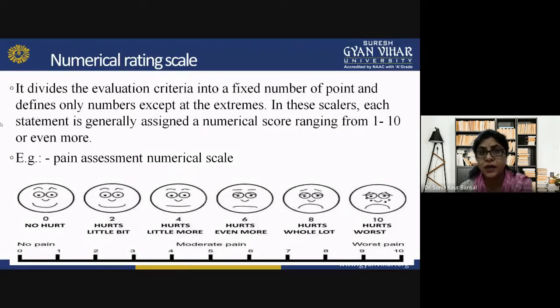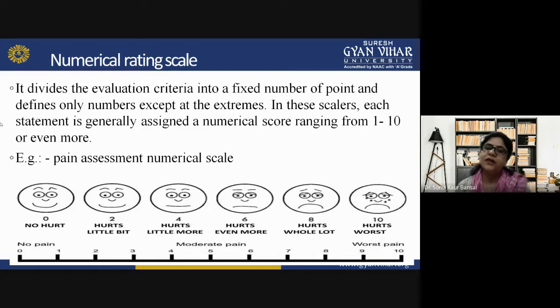It is hurting a lot. Now you can see the tears are coming in the 10th category. So now 8th, 9th, and 10th. When you are talking about it, it is going towards the worst pain. So 0 to 2, 2 to 4, 4 to 6, 6 to 8, and 8 to 10. This is the numerical type of rating scale that is given for pain assessment, the numerical scale.